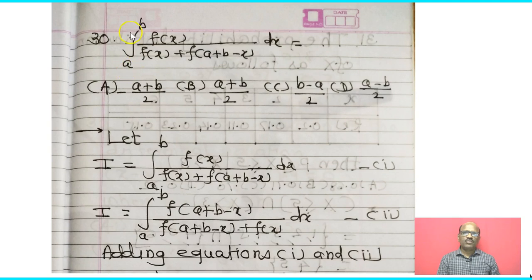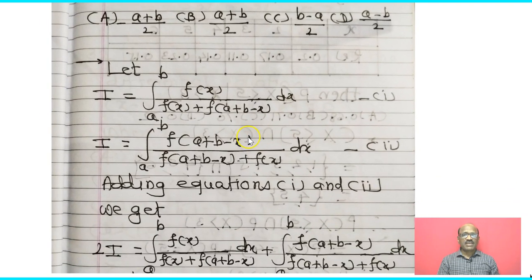Now, integral a to b f of x upon f of x plus f of a plus b minus x dx. Now see this. What is it? It's a value. Let I equal integral a to b f of x upon f of x plus f of a plus b minus x dx. Now, by applying the property, that is a plus b, integral a to b f of a plus b minus x upon a plus b minus x plus f of x. This is equation number 2.